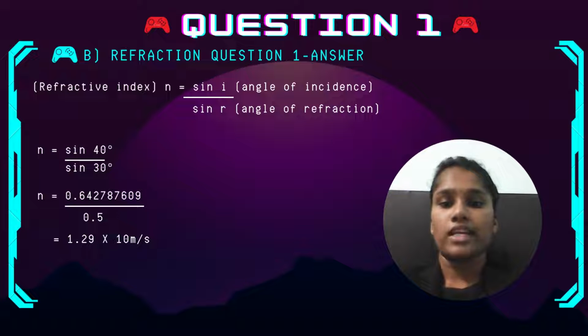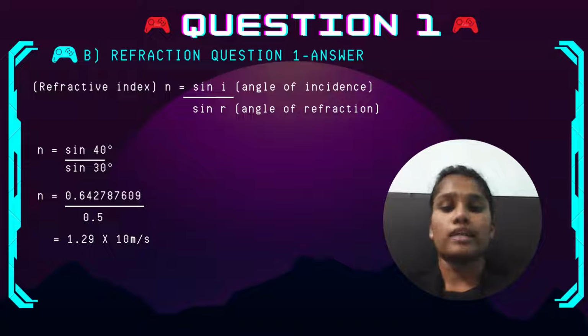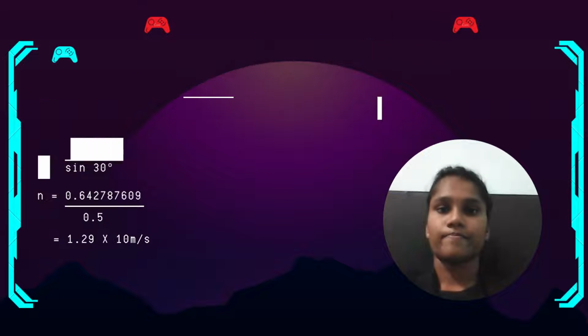To find the refractive index, we have to divide the sin of the angle of incidence by the sin of the angle of refraction. So the angle of incidence will be sin I, while the angle of refraction will be sin R. So sin I will be 40 degrees while sin R is 30 degrees. So to find the refractive index, we divide sin 40 degrees by sin 30 degrees. So the answer will be 1.29.